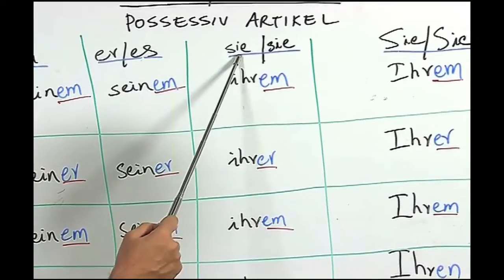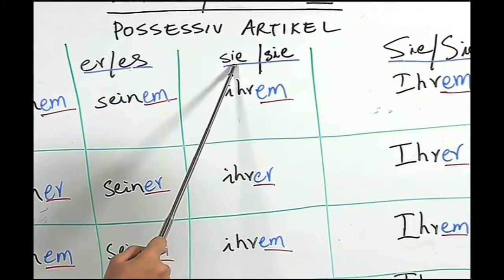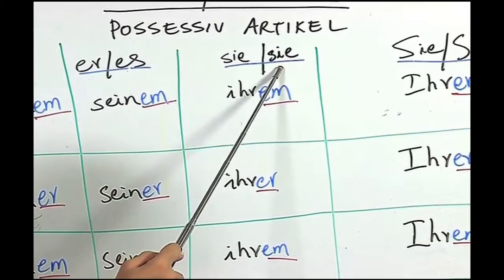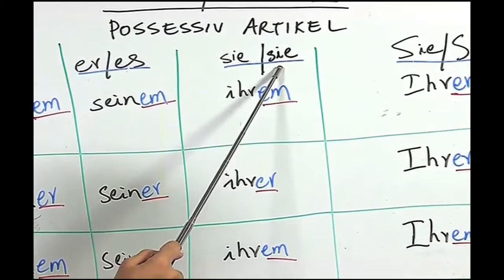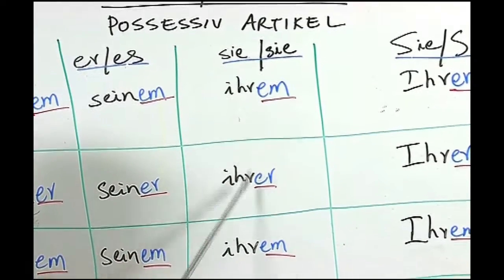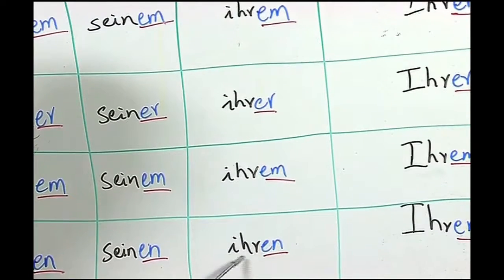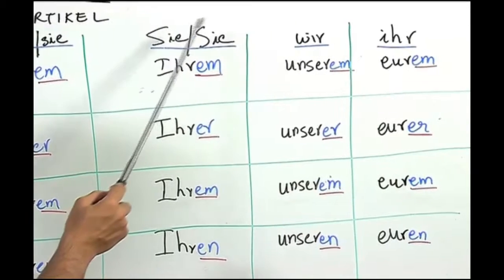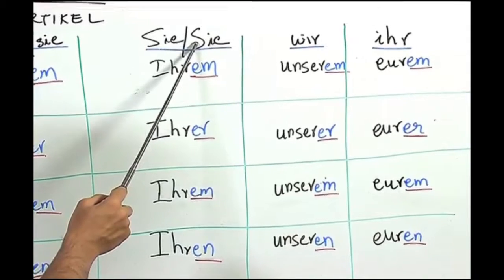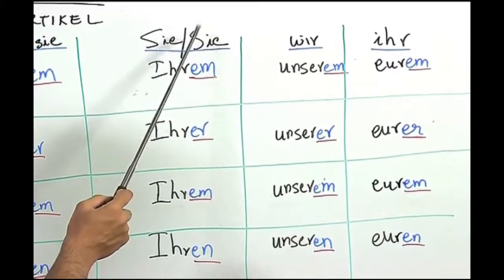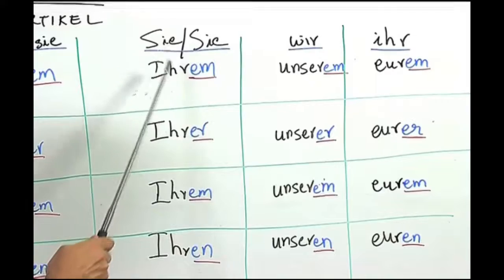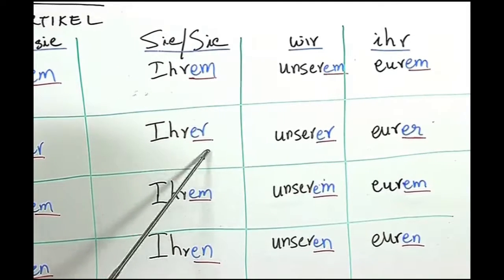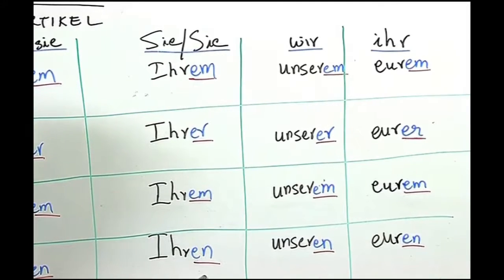Here, for the feminine singular pronoun as well as for the plural pronoun in the third person, we have ihrem, ihrer, ihrem, ihren. And for the Sie here, which is the second person singular, and the Sie here, which is second person plural, we have Ihrem, Ihrer, Ihrem, Ihren.